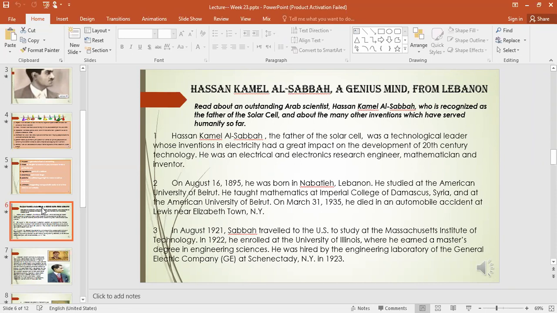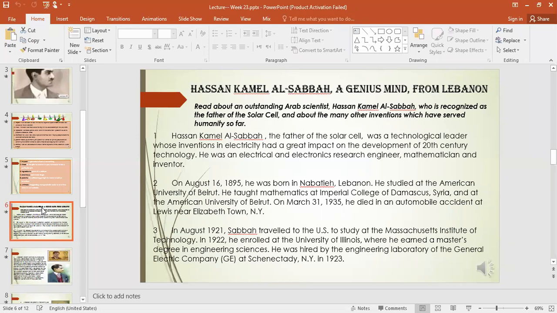Does he have only one invention? No, he has several inventions. How can you tell? Because they said the many other inventions. Very good. So they said the many other inventions which have served humanity so far.